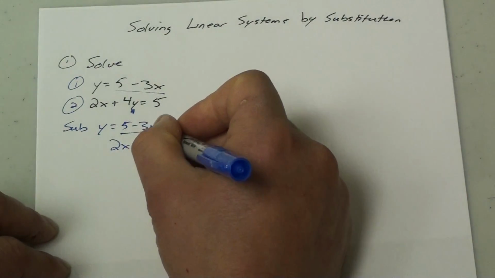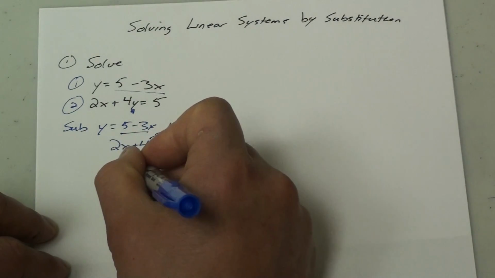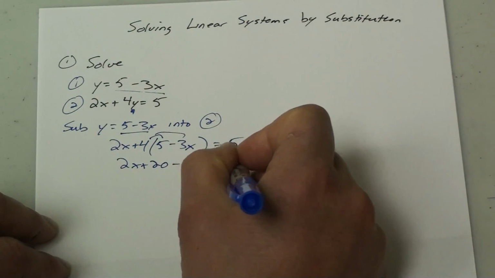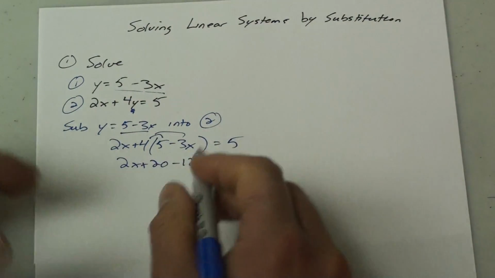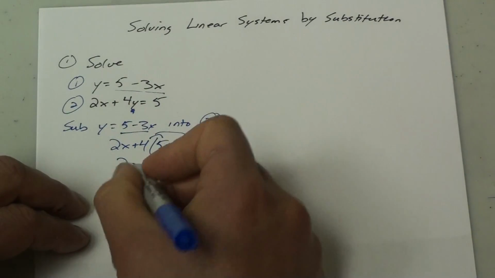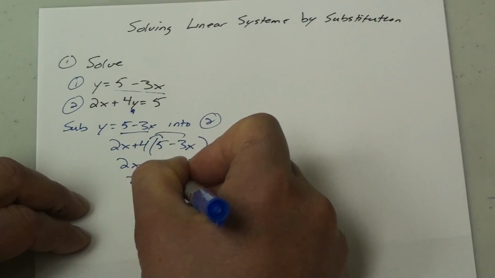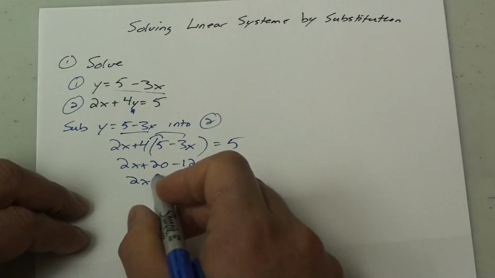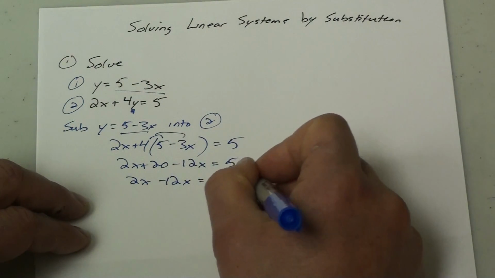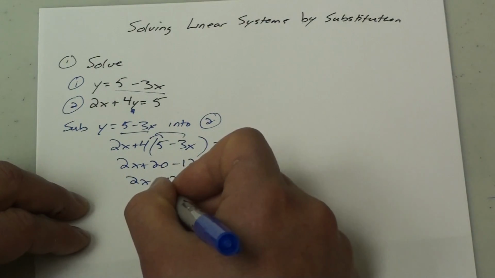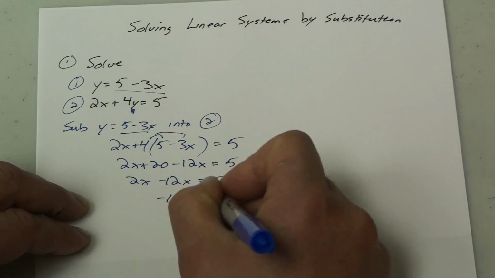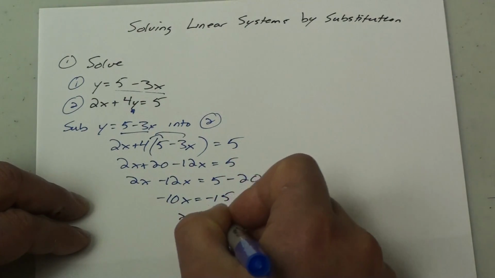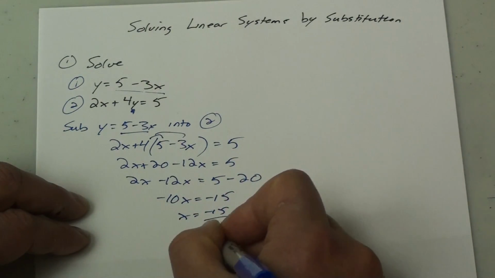Now I'm going to multiply the 4 into both those terms. So I have 2x plus 20 minus 12x equals 5. I can do a little bit of rearranging. So 2x minus 12x equals 5 minus 20. So that will give me negative 10x equals negative 15. x equals negative 15 divided by negative 10. x equals 3 over 2.